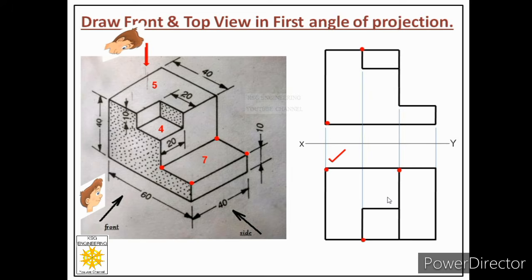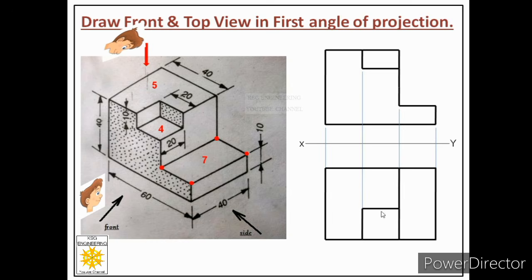Okay, we are done with the projections. Now it's time to place dimensions. Okay, now let us see how to place dimensions. Remember, whenever you have to start dimensioning, you should place 3 important dimensions first. You have to show the complete height of the object, the complete length of the object, and the complete width of the object.